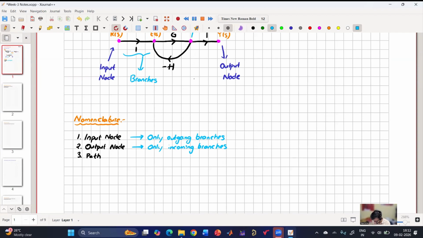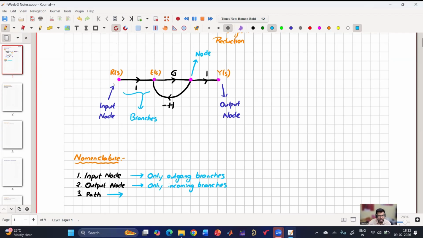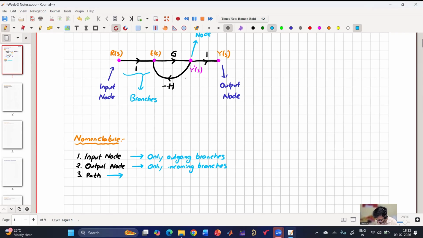We are considering the path from one node to another node, but we need to consider that no node is traversed twice. So here R of S, E of S, and say this is Y dash of S. So I cannot say R of S, E of S, Y dash of S, and come back to E of S, Y dash of S, and Y of S. So no node should be traversed more than once. Each node will be traversed once, so we have to cover each node only once.